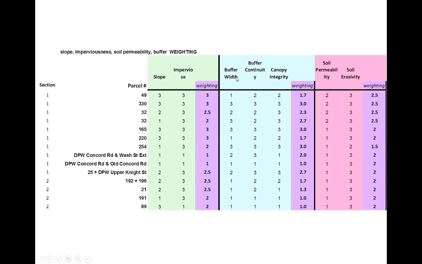Same way for the buffer, with continuity integrity, which you analyzed when you're out on the site. This is a mitigating factor. If you've got a high score here, obviously it's going to reduce the likelihood of non-point source pollution getting into the stream, whereas this is an exacerbating score. The high rank in this actually will exacerbate the chances of non-point source pollution in the stream. And then there's soil permeability and soil erosivity, which basically are direct impacts right next to the stream as far as stream health.